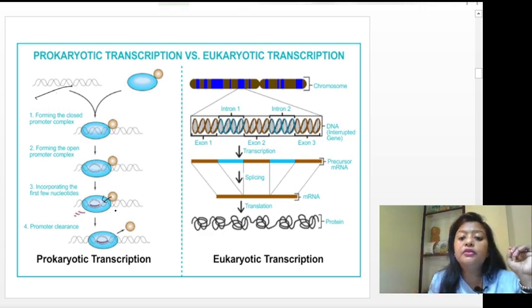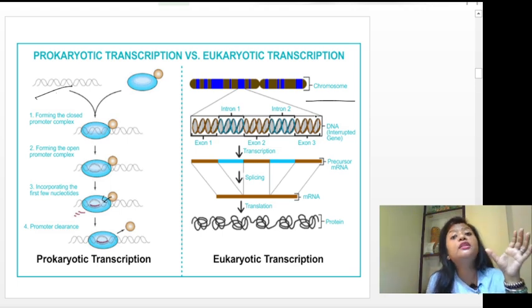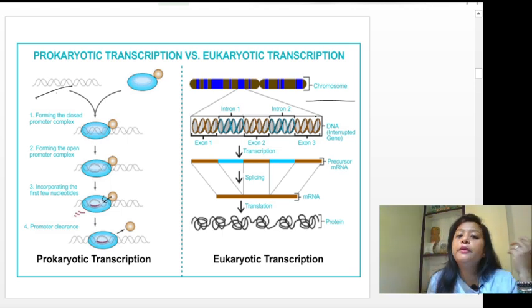Remember that. Now coming to the eukaryotic part, you can see it here. This is the chromosome, the DNA is there, and there are two types of regions present: introns and exons. Introns are the non-coding regions, which do not contain any genetic information. But exons are the coding regions, which contain the genetic information. So during transcription, only the exons will be taken into the process, but introns are not required.